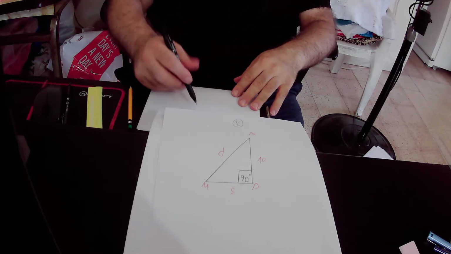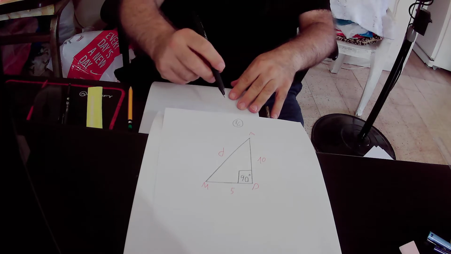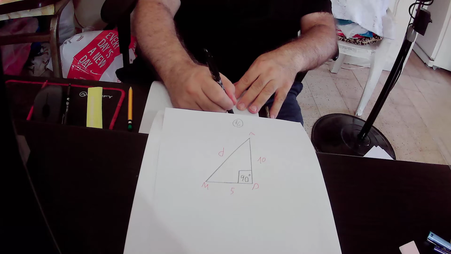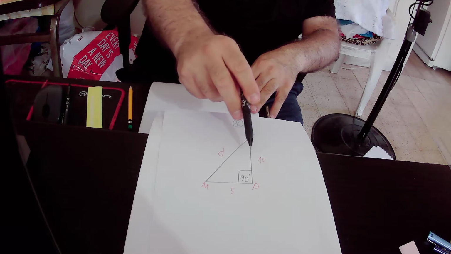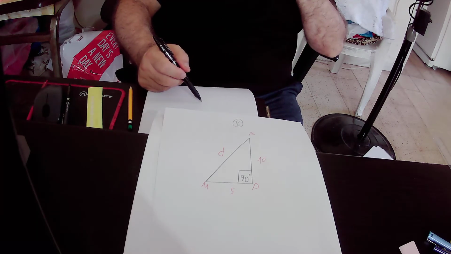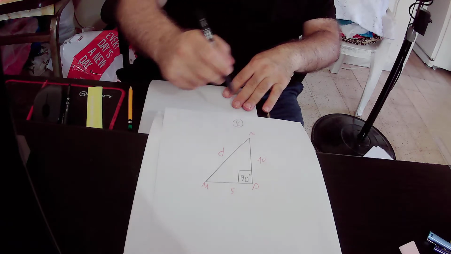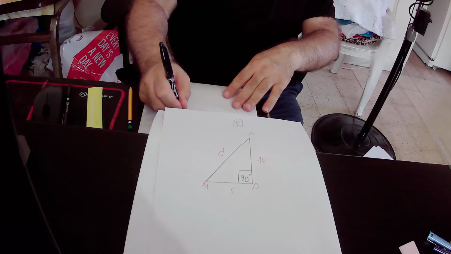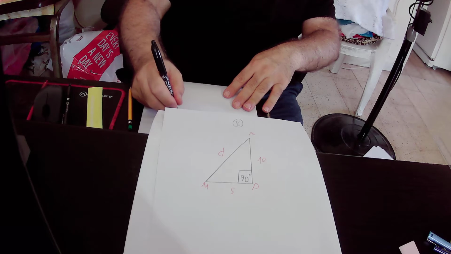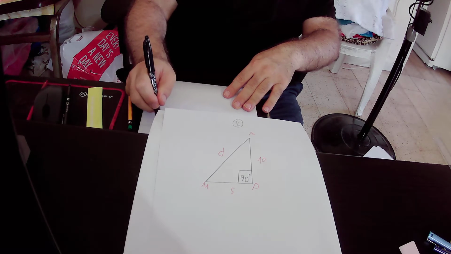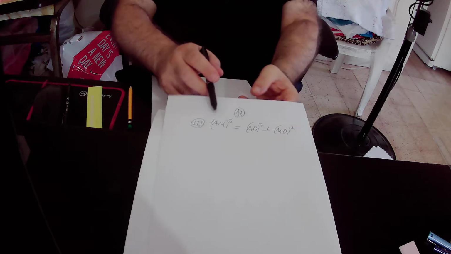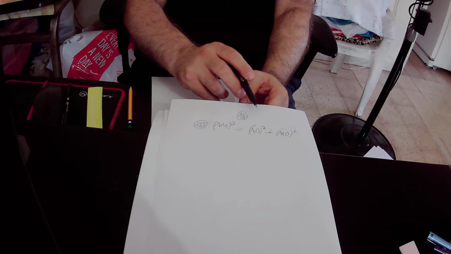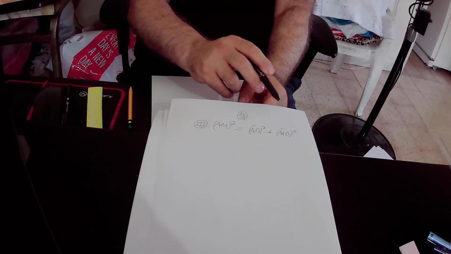So according to the Pythagorean theorem, the square of the hypotenuse, that is AM square, equals the sum of the squares of the perpendiculars, that is AD square plus MD square. That will be our further question, equation number 3.